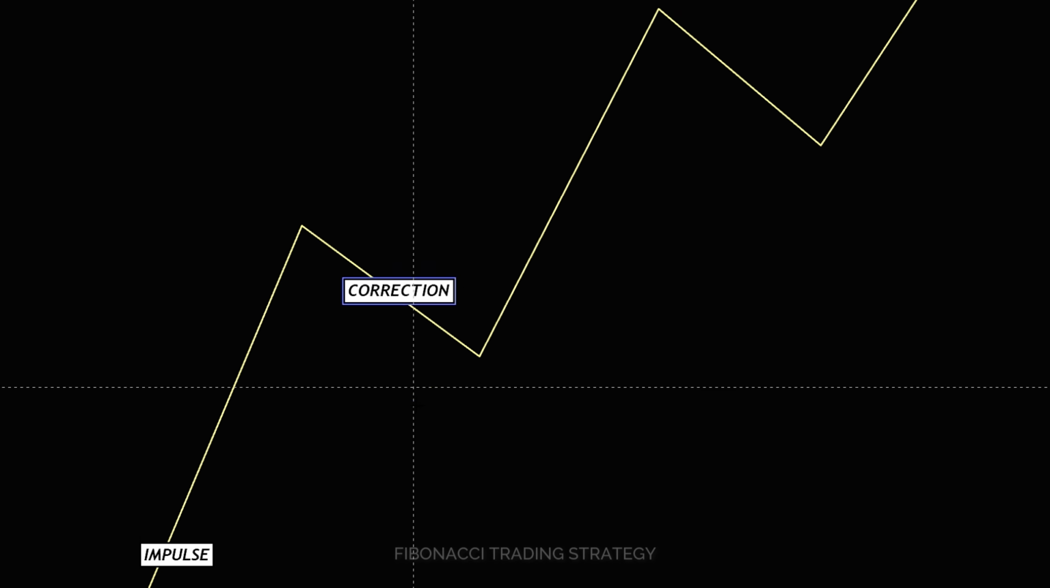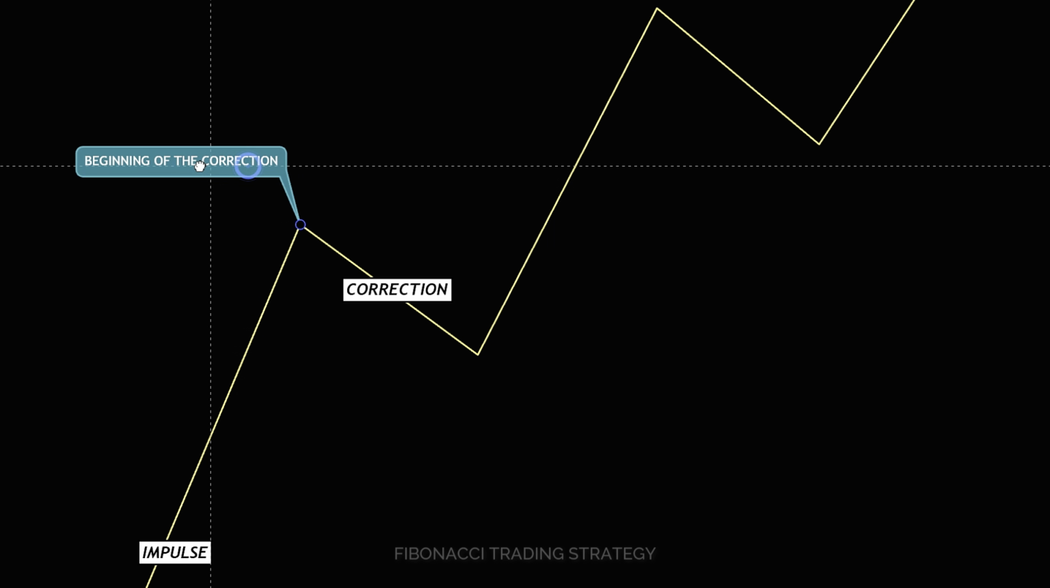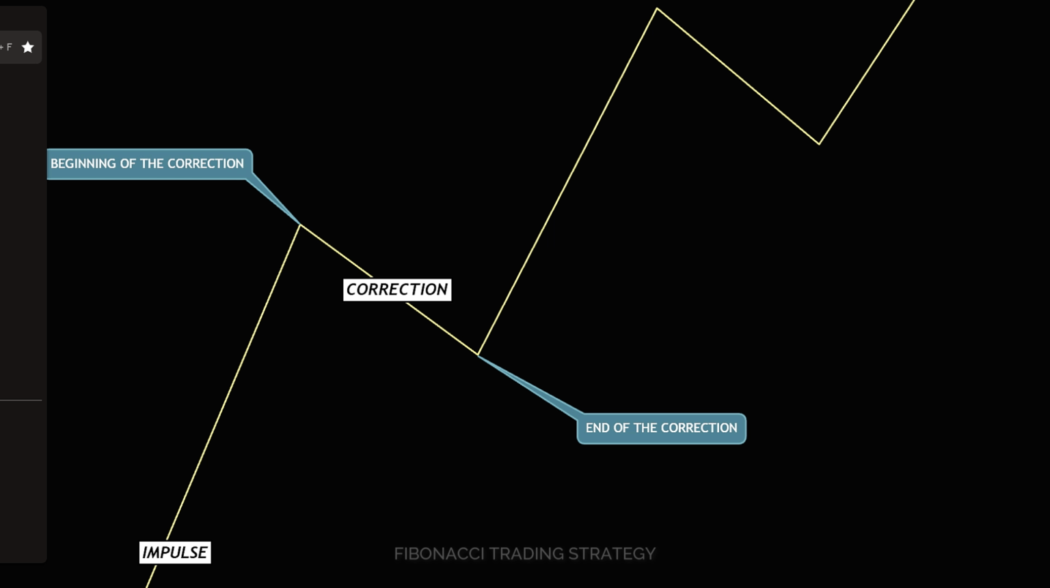This pullback is the correction wave. So, we draw Fibonacci from the beginning of the correction to the end of the correction. Those become our anchor points. Now here's the key idea.